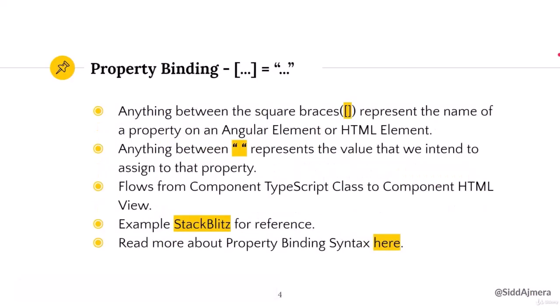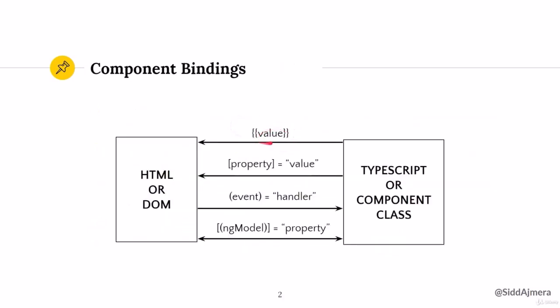Alright, so next up we have property binding syntax. Now anything that we have inside these square brackets right here represents the name of a property, and then we can assign a value to it using these double quotes. Now these double quotes can have anything ranging from a name of a property to an expression that resolves to a value, to a method that returns a value, or to a value that is generated on the fly. Now just like the direction of flow of data in case of string interpolation syntax, the direction of flow of data in the property binding syntax also goes from the TypeScript class to the HTML file.